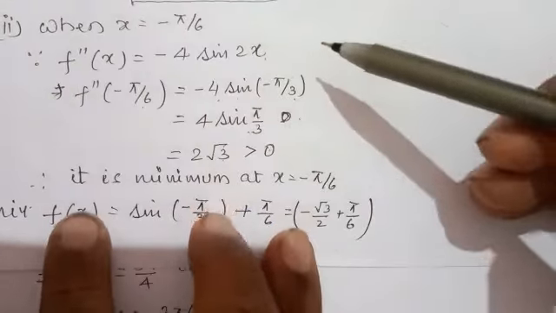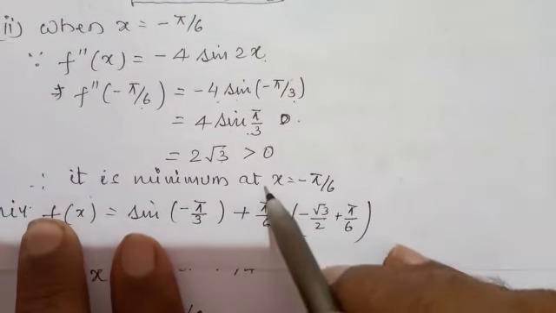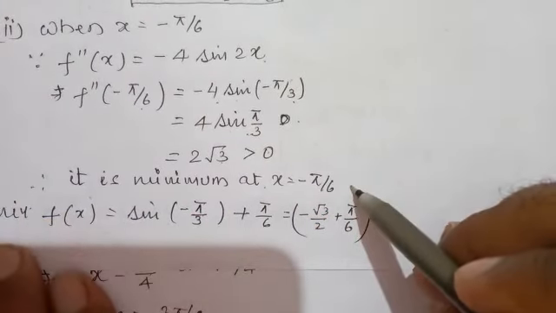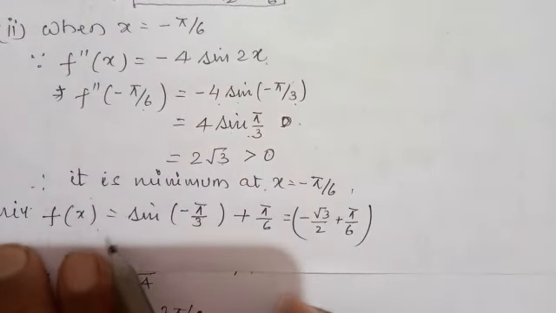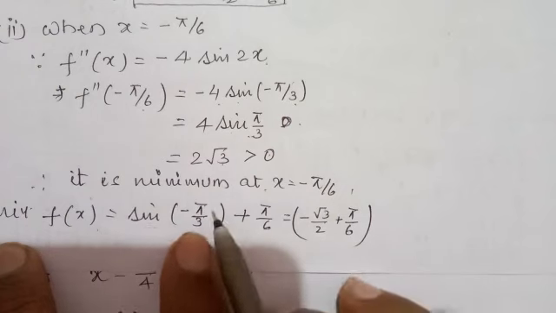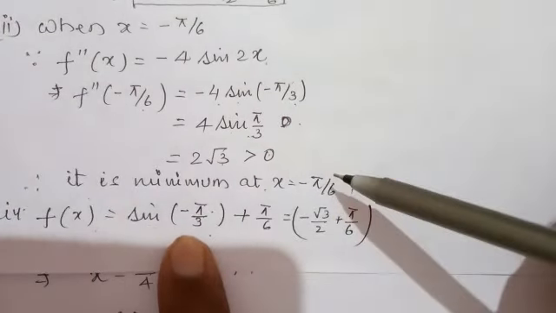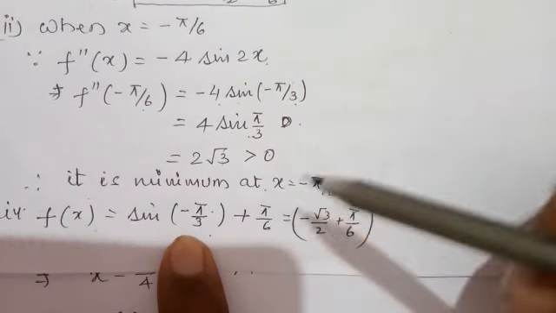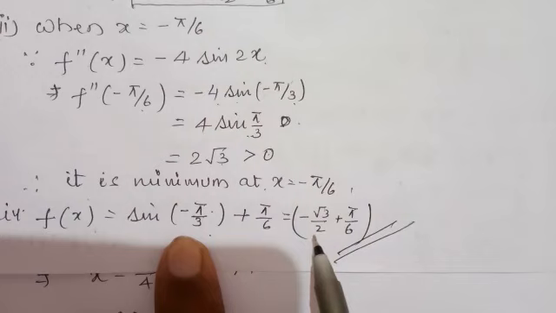Hence we write that f(x) is minimum at x is equal to minus pi by 6, and the minimum of f(x) will be sine minus pi by 3, because it was 2x plus pi by 6 minus, so this will give minus root 3 by 2 plus pi by 6 as the minimum value.